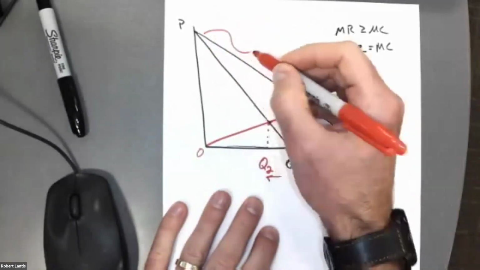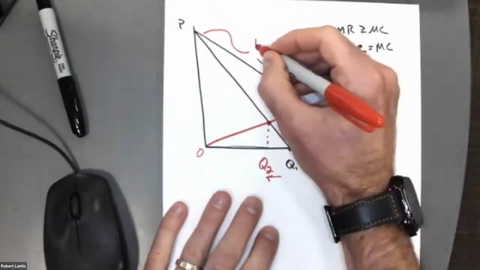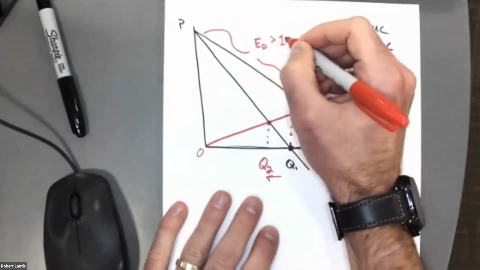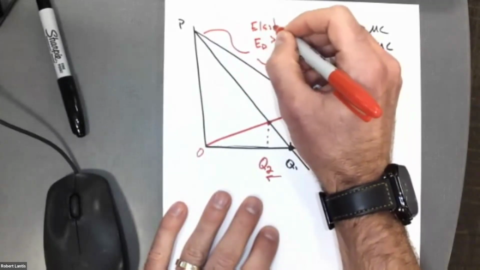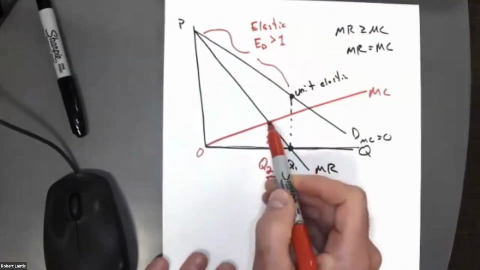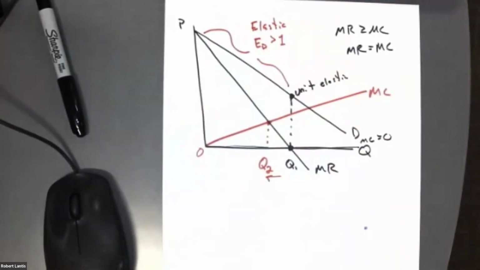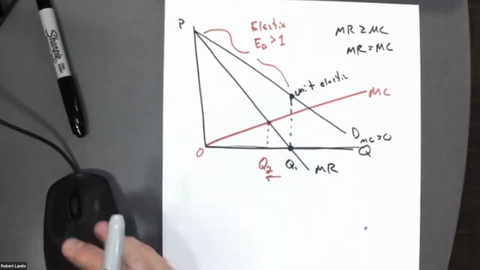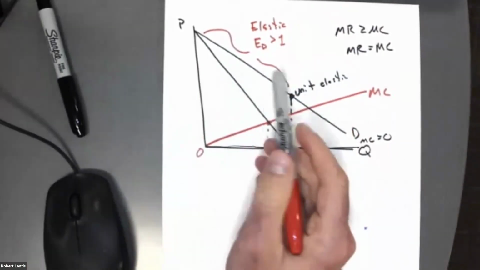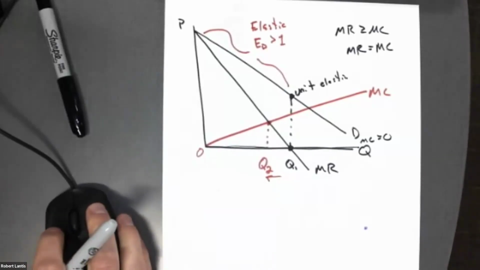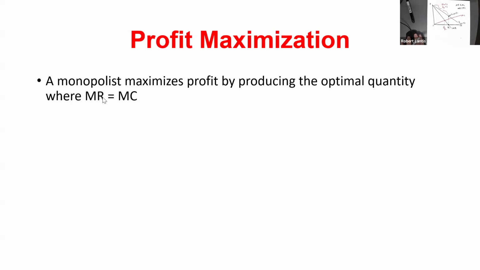For every quantity below that unit elastic point, we said the elasticity of demand would be greater than 1, or we're on that elastic portion of our demand curve where marginal revenues are positive. So we know that the monopolist is going to choose a quantity where marginal revenue is positive. That coincides with being on the elastic portion of the demand curve. So they use that same profit maximizing rule that a perfectly competitive firm would.